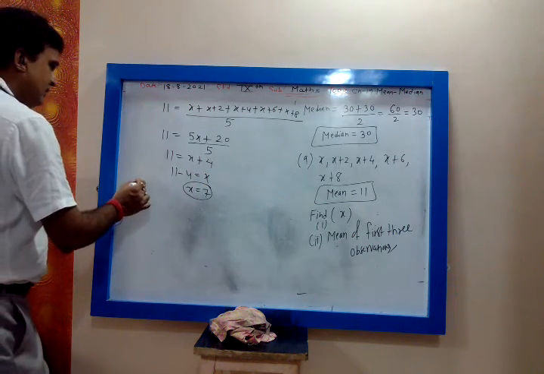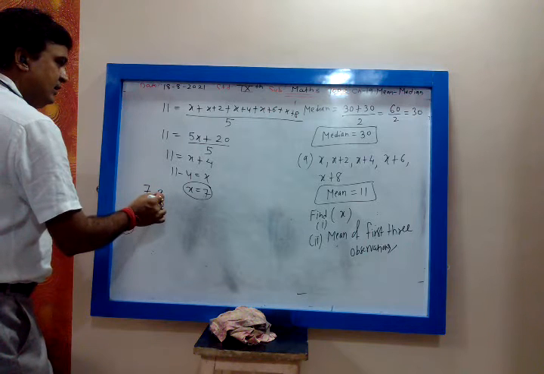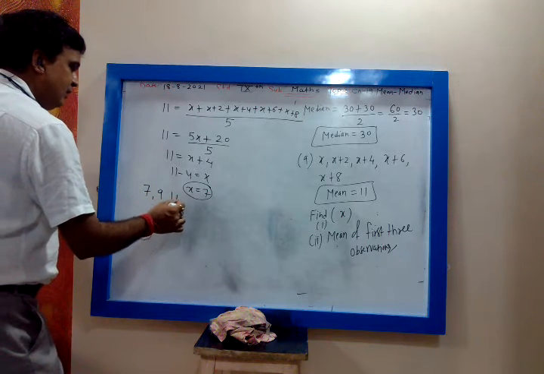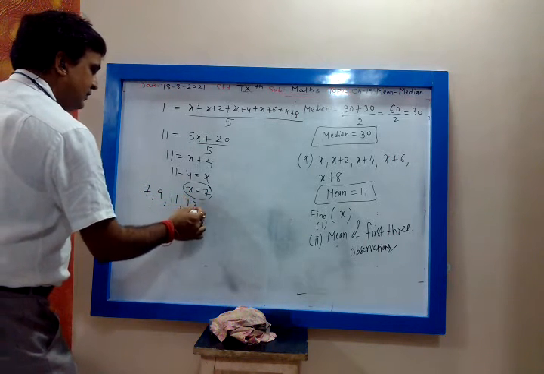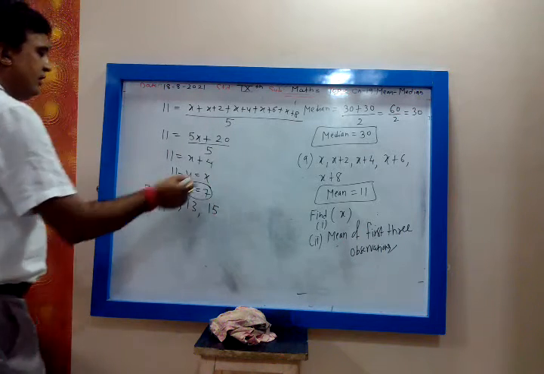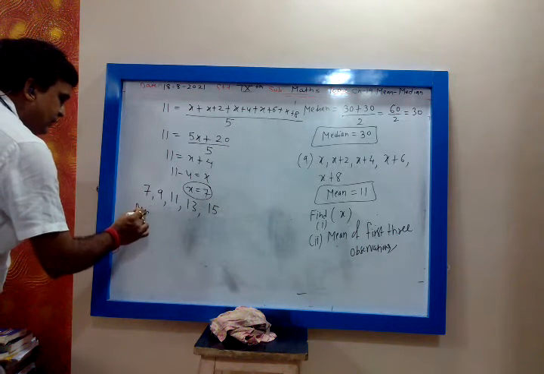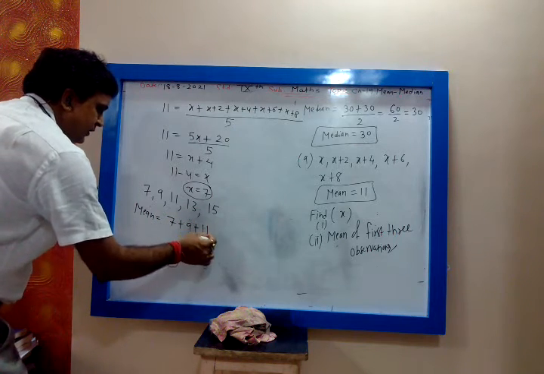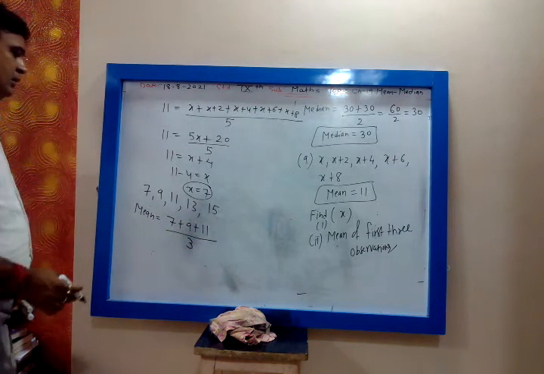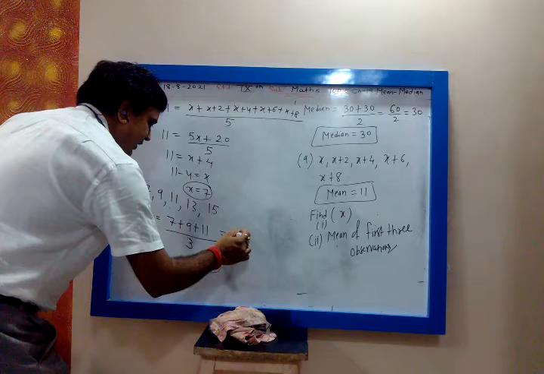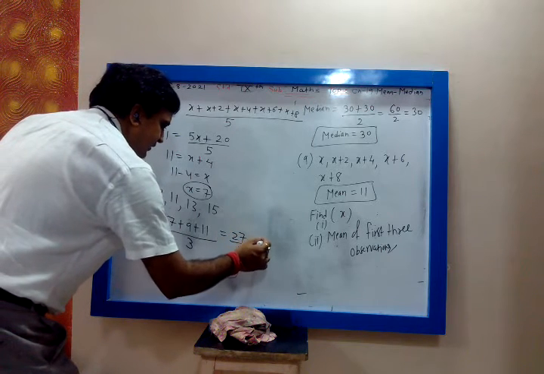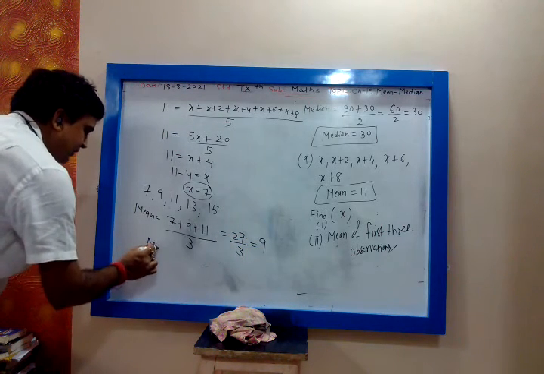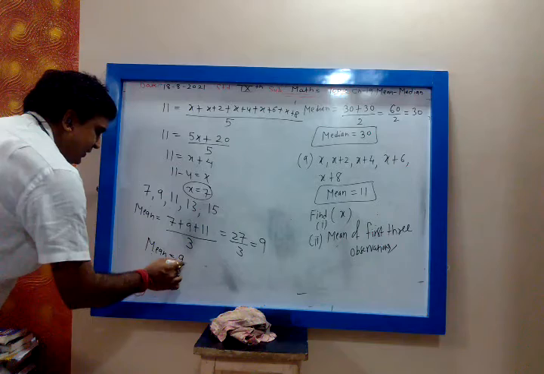After finding x as 7, you put the value. The values will be 7 plus 2, 9. 7 plus 4, 11. 7 plus 6, 13. 7 plus 8, 15. What is the mean of the first three observations? That is 7 plus 9 plus 11, divided by 3. 16 plus 11, 27, divided by 3, that is 9. So the mean of the first three observations is 9.